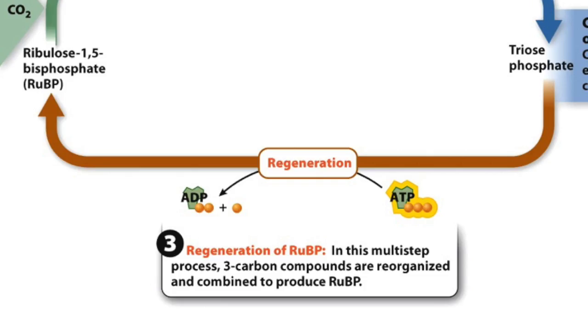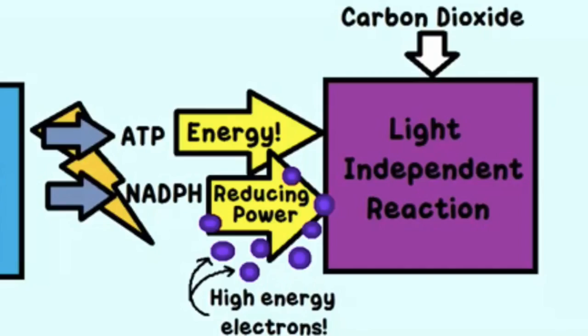This is a 12-step process where 3-carbon compounds are reorganized and combined to produce Rubisco. ATP is required for this step. NADPH provides the energy incorporated into high-energy bonds for carbohydrate molecules, and ATP provides energy for the regeneration of Rubisco. The Calvin cycle is considered the light-independent or dark reaction of photosynthesis.